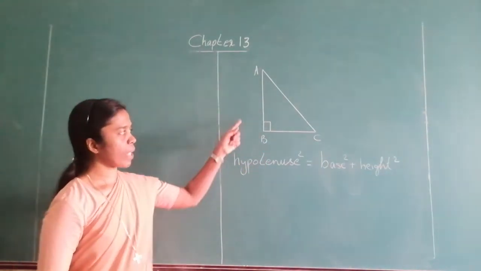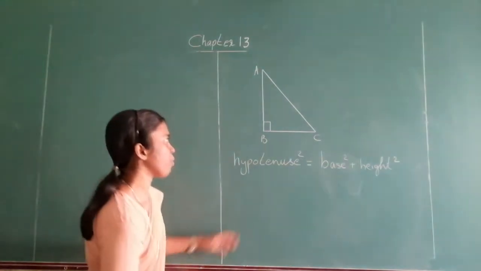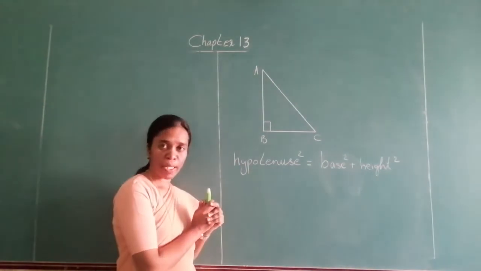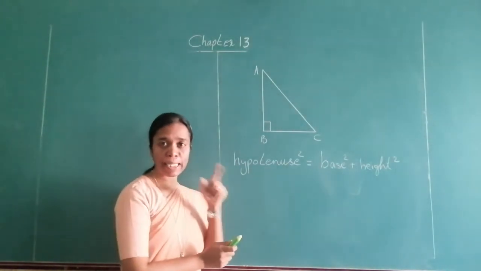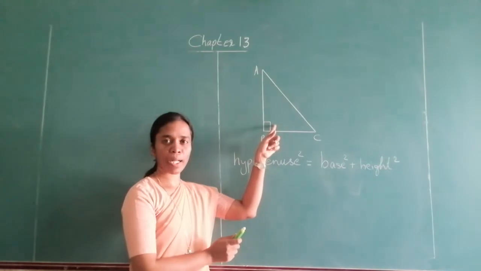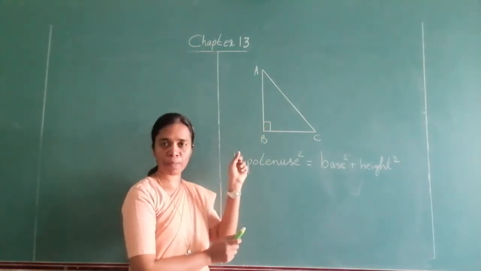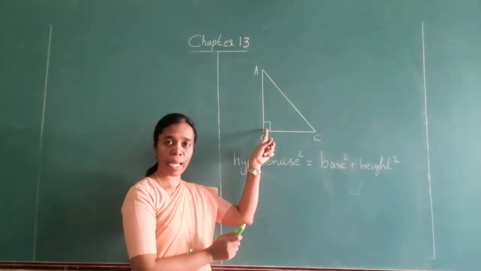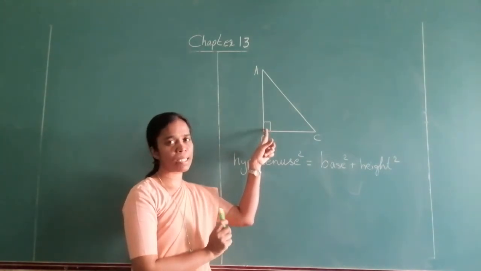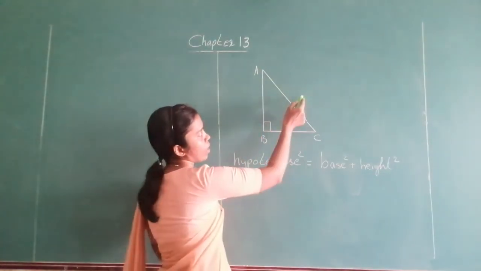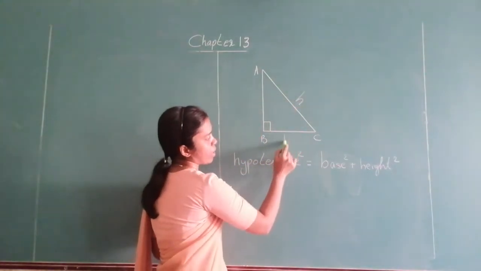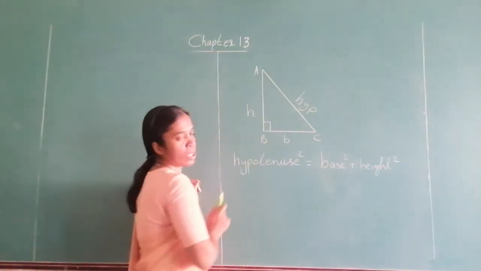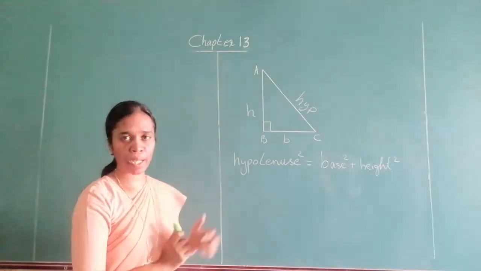Okay. I have a triangle ABC and at B we have a right angle, that is 90 degrees. And we always know that in a right angle triangle, the side opposite to the right angle is the hypotenuse, and it is the longest side. So this is the hypotenuse, this is the base and this is the height.